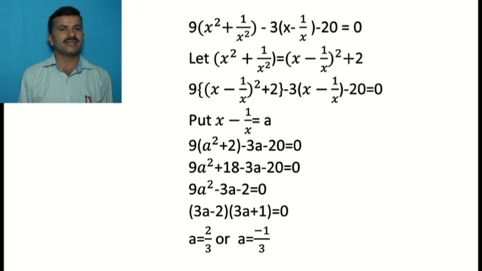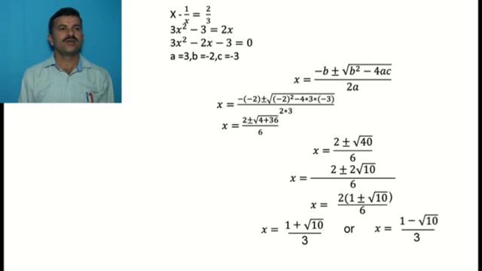But in the original example, x is the alphabet used. Therefore, you have to put the value of a back into the original value of x, that is, x minus 1 by x is equal to a. Therefore, you can put a is equal to 2 by 3 here: x minus 1 by x is equal to 2 by 3.